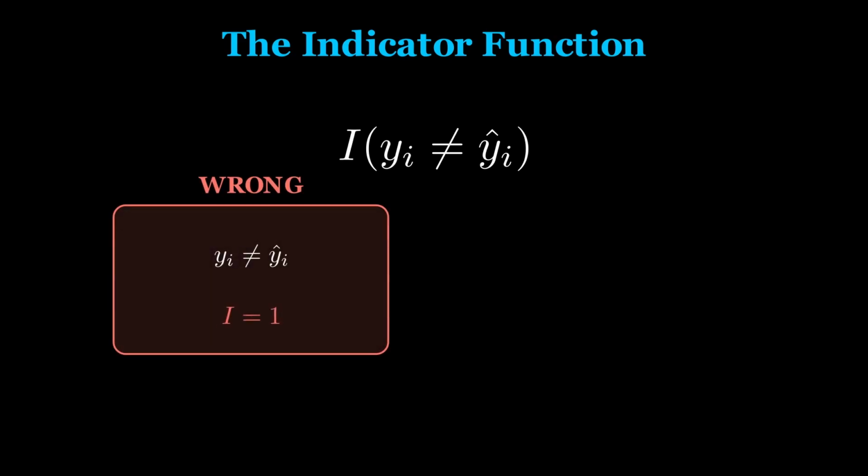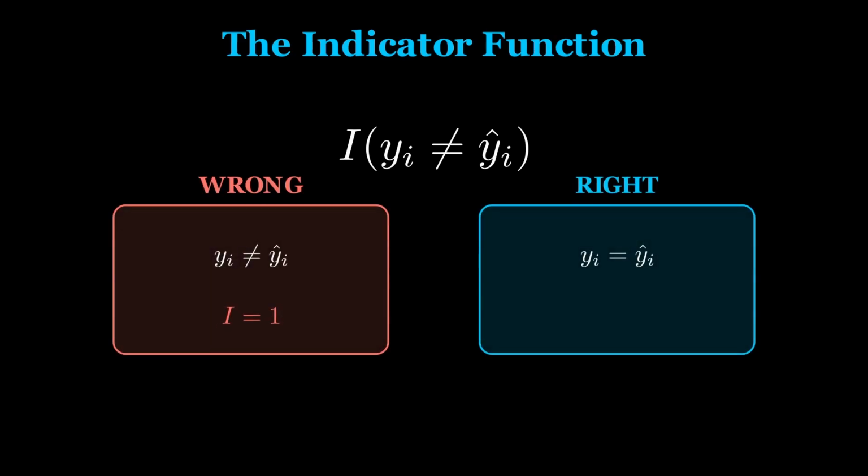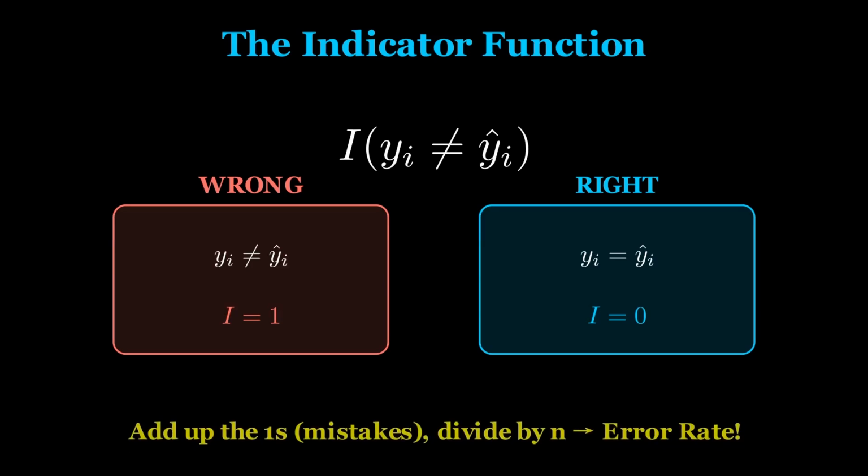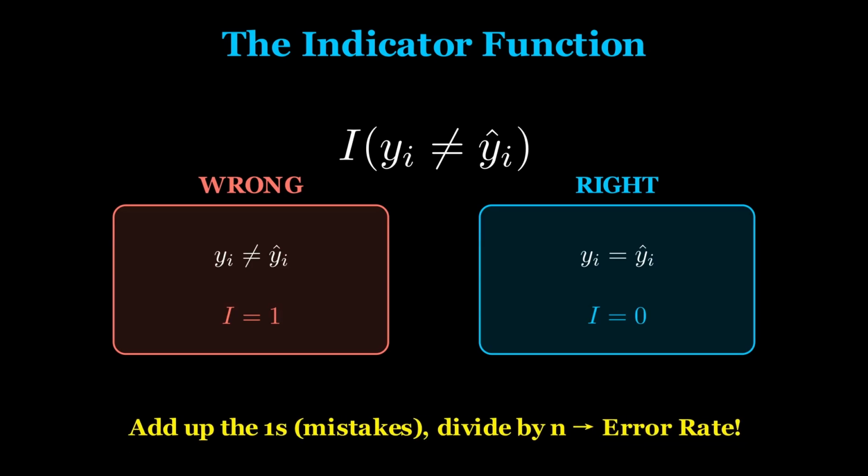If they are different, meaning the model was wrong, the function spits out a 1. But if they match and the model was right, it spits out a 0. So we just add up all the ones, all the mistakes, and divide by n. That gets us the error rate. The reason we assign a 1 to mistakes rather than 0 to mistakes is because, similar to the MSE, we want to minimize the error, so we want a function that counts the mistakes, not the correct predictions.